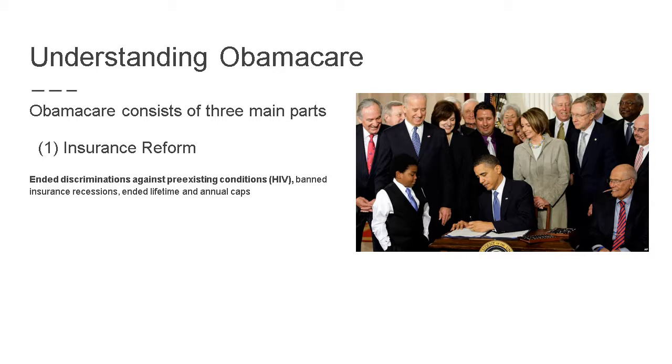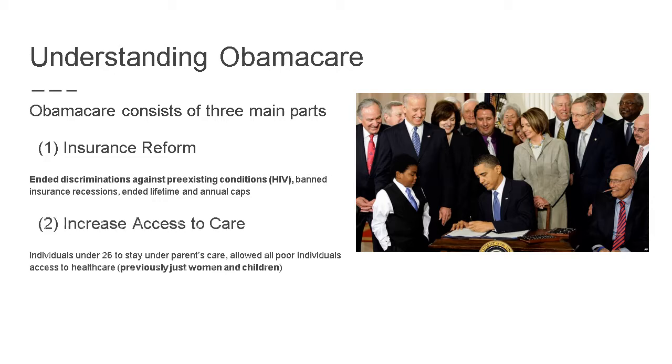The law also banned rescissions, which is pulling back insurance that people really used, most commonly used against breast cancer survivors. And the final piece of insurance reform was to end lifetime caps and annual caps. These caps allowed insurers to stop paying at certain points. The majority of people who went bankrupt in the United States were people who ran out of their insurance because of these lifetime caps and annual caps.